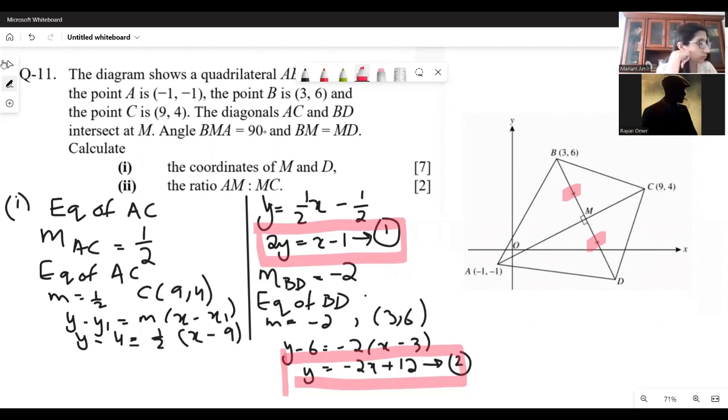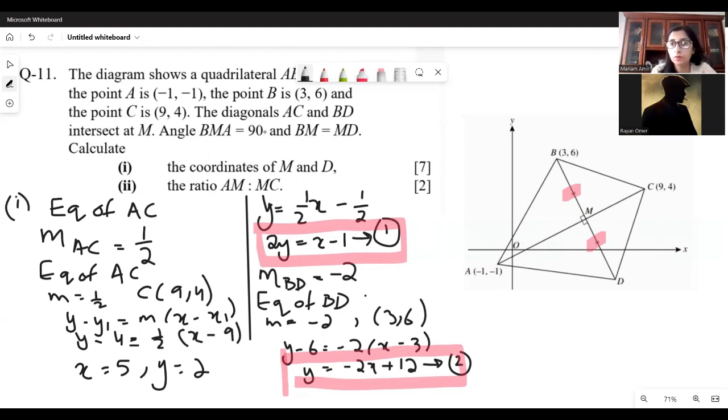Solve these two equations simultaneously and tell me what you get for x and y. Miss, x is equal to 5 and y is equal to 2. Let's see. x is equal to 5, y is equal to 2. Let me just check the end of the worksheet. These are the coordinates of M, (5, 2). Okay, M is (5, 2).